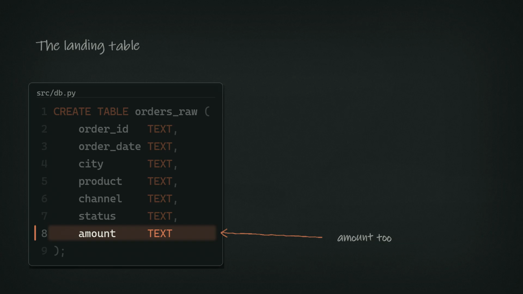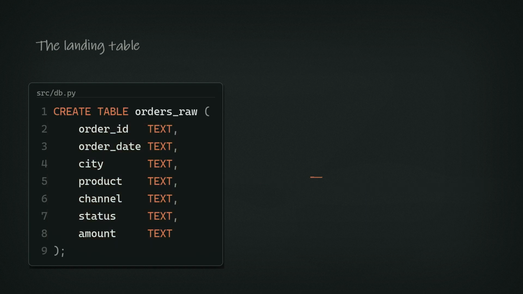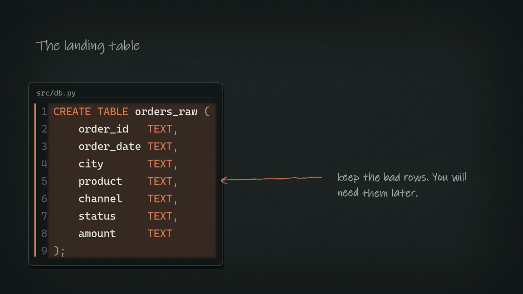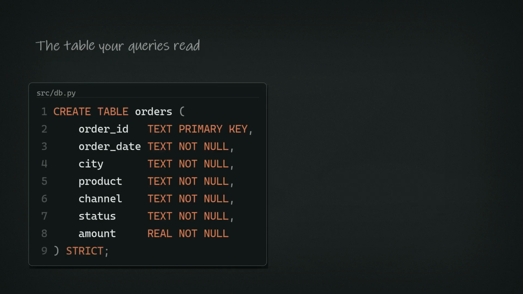When you load a CSV file, everything you get back is a string. So Orders Raw is the export exactly as it arrived from whatever system sent it, with nothing corrected and nothing thrown away. And here is the second table. This one is called Orders, and this is the table your business queries will actually read. Most of it looks the same, but two things changed.